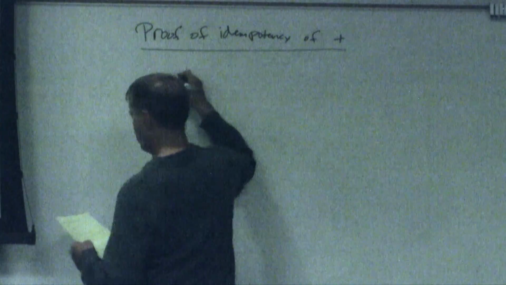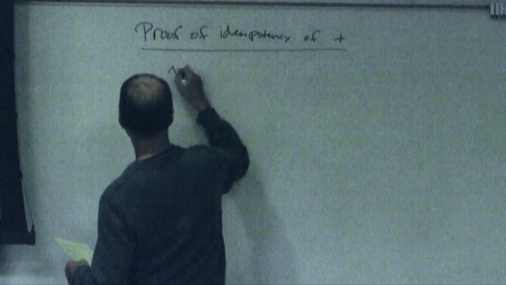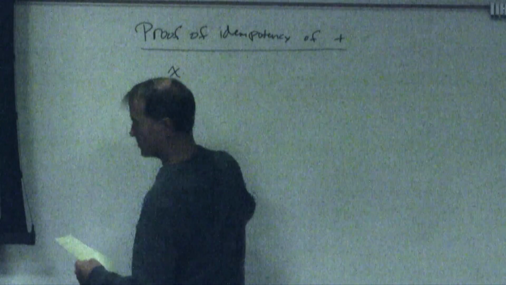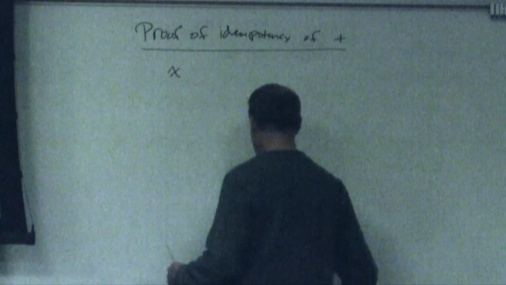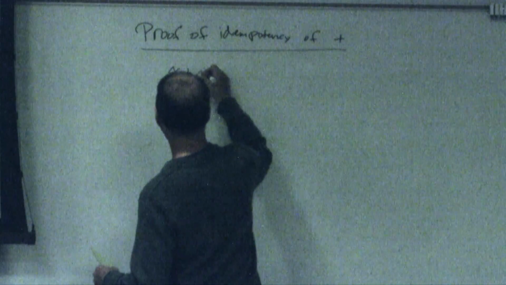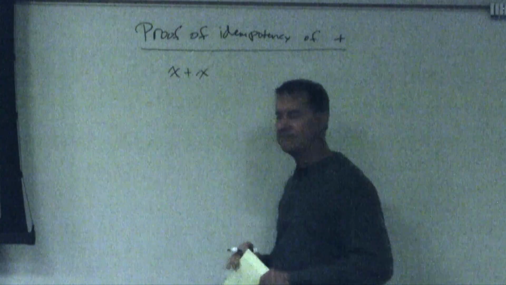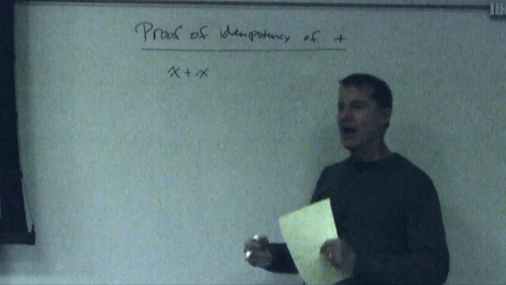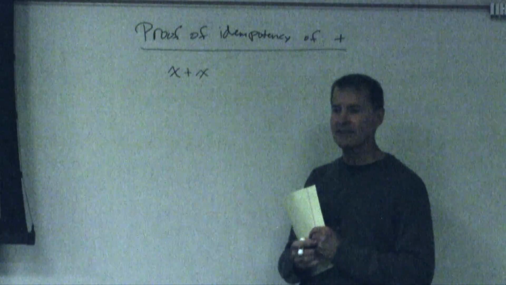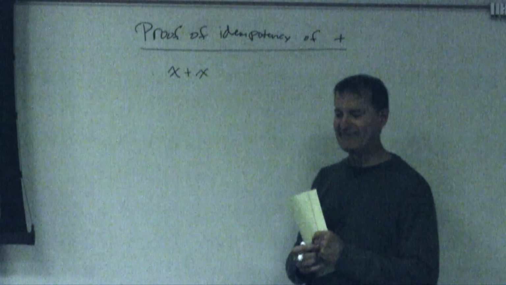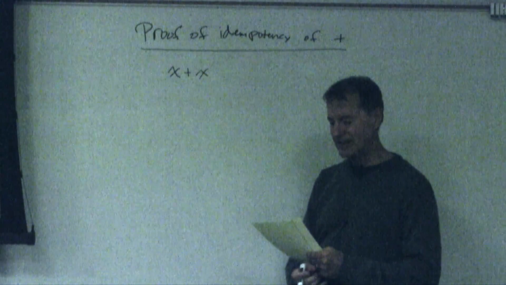I'll do the first step. We're going to start with X or X. I'm going to do the first step because we're going to pull a rabbit out of the hat. Duality. No, we're going to use identity of and.